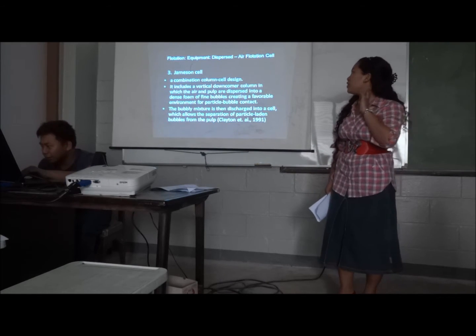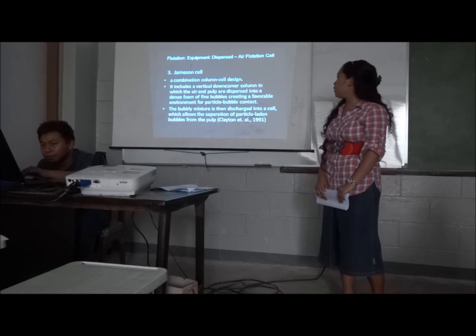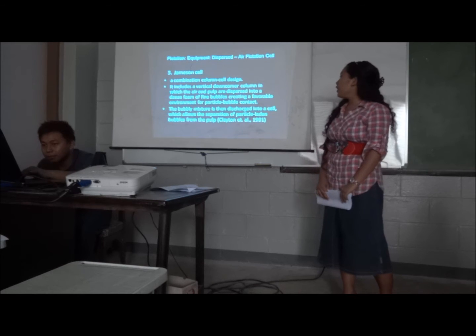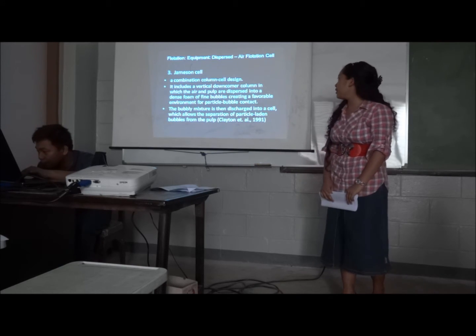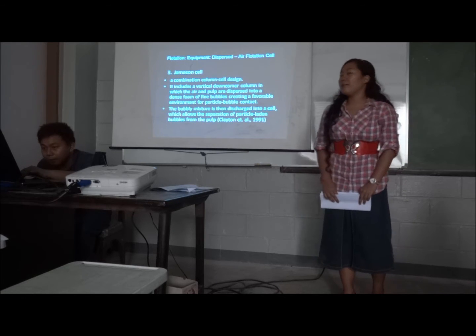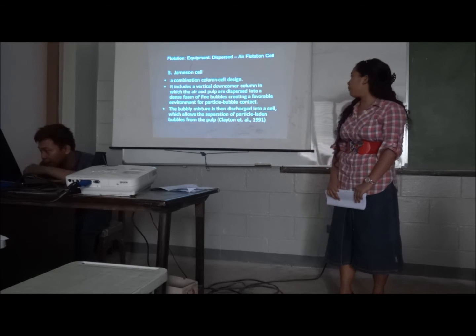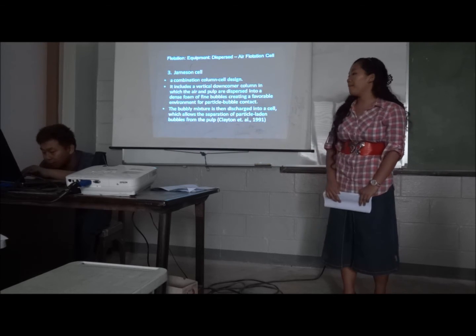Jameson cell, a combination column cell design. It includes a vertical downcomer column in which the air and pulp are dispersed into a dense foam of fine bubbles, creating a favorable environment for particle-bubble contact. The bubble mixture is then discharged into a cell, which allows a separation of particle-laden bubbles from the pulp.